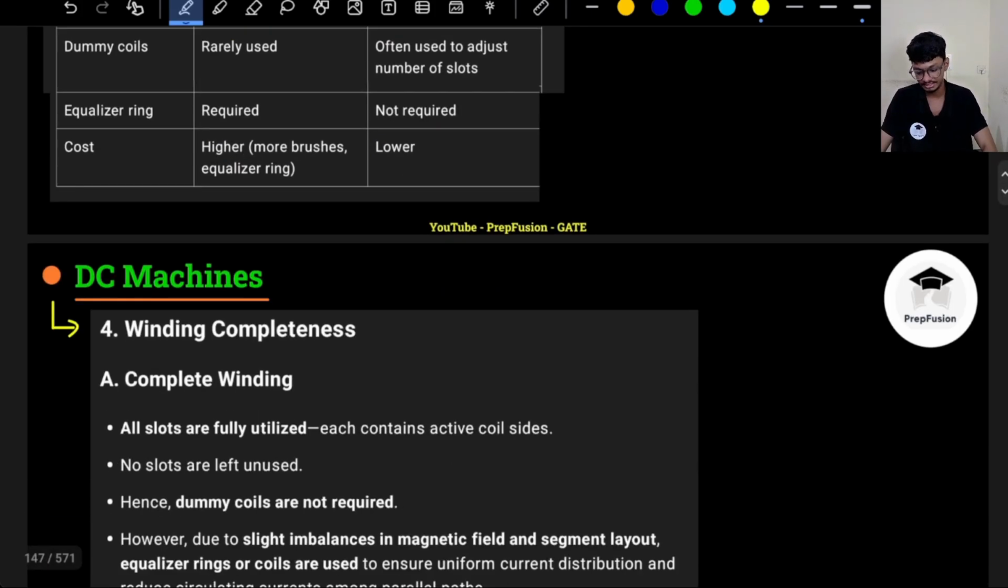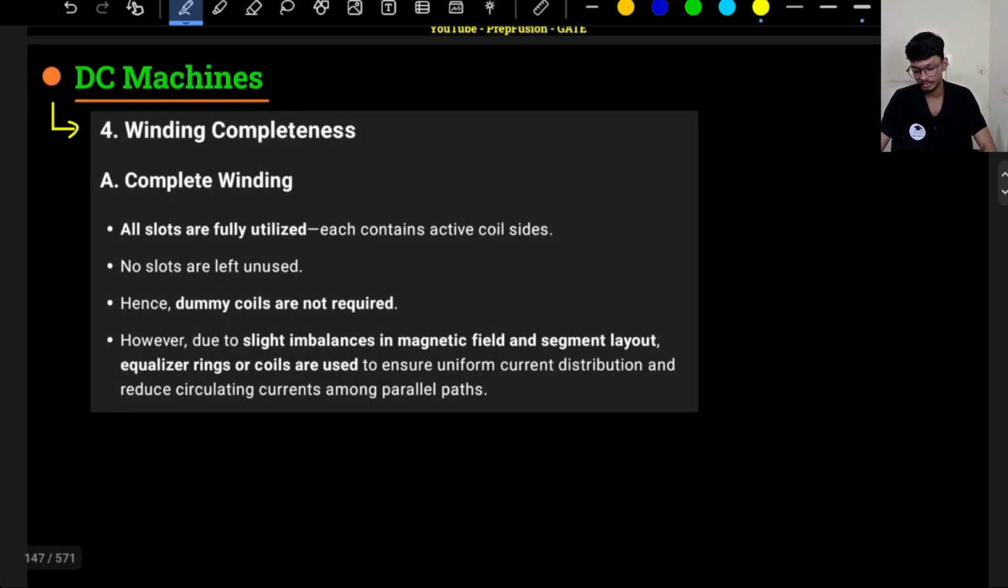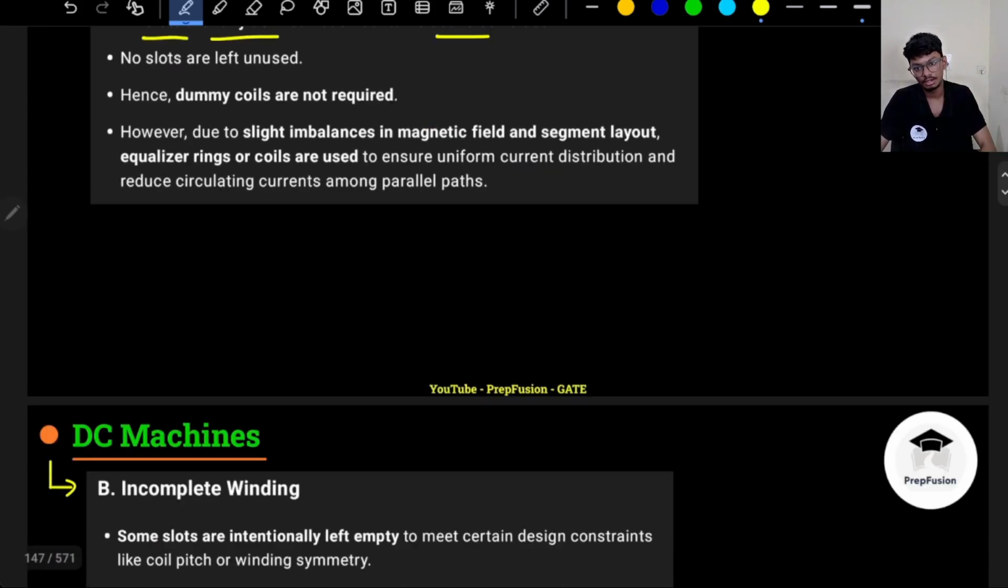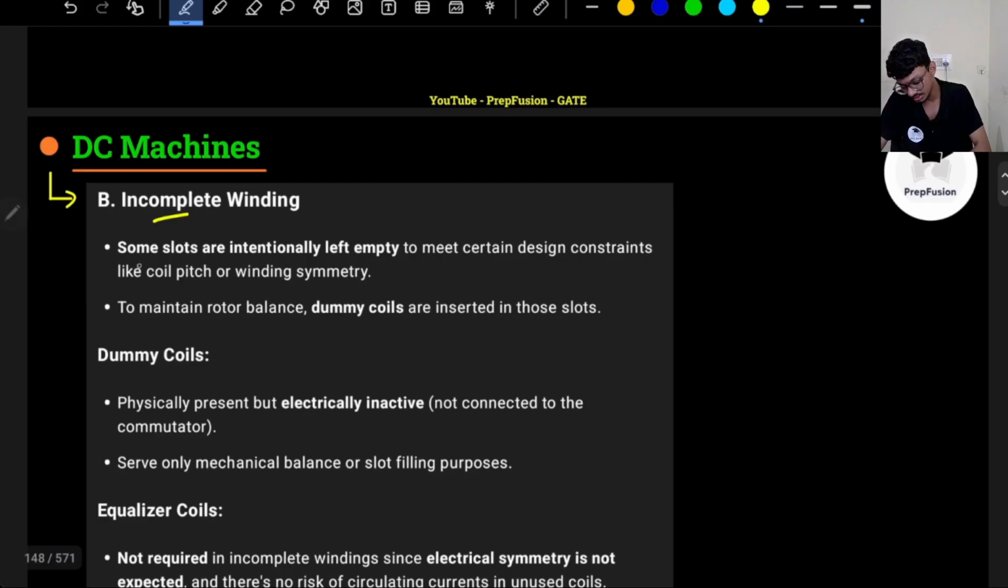Classification of armature winding is complete and incomplete winding. So what is complete winding? In complete winding, all the slots will be fully utilized. Each slot will contain active coil sides. Slots means, I hope you know, right, the inside part. And in incomplete winding, some slots will be intentionally left to meet certain design criteria or constraints, right?